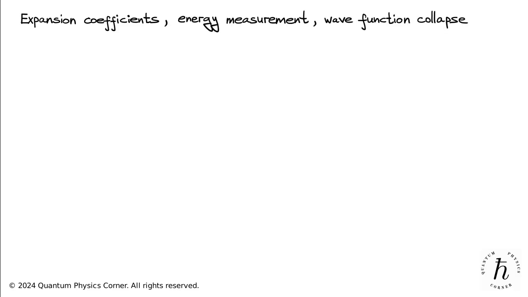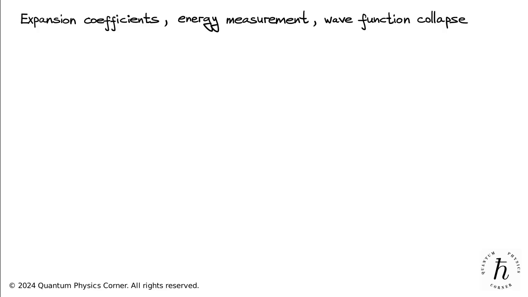As we previously discussed, a quantum system is always in a superposition of its stationary states, each with a definite energy. The contribution of each stationary state to the superposition is determined by complex numbers known as expansion coefficients. The physical meaning of the expansion coefficients is closely related to the concepts of energy measurement and wave function collapse. I will now tell you about these concepts.